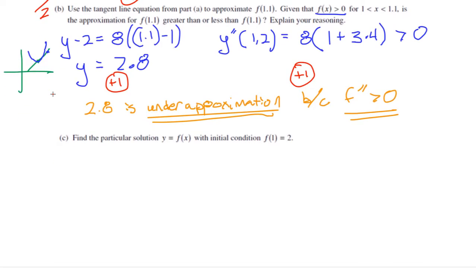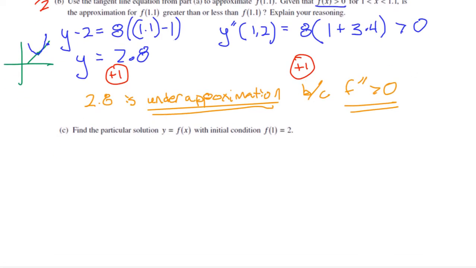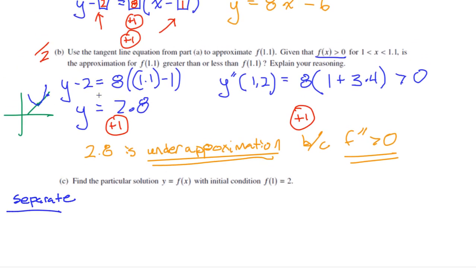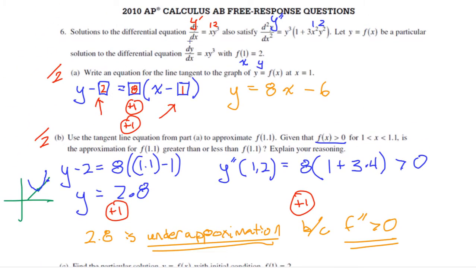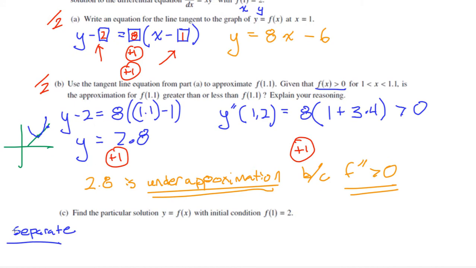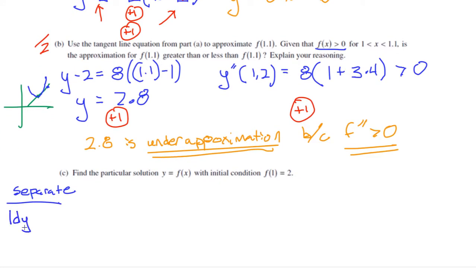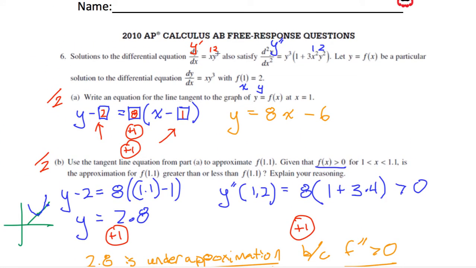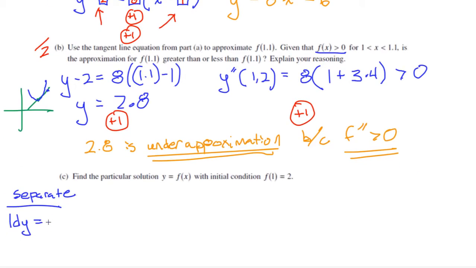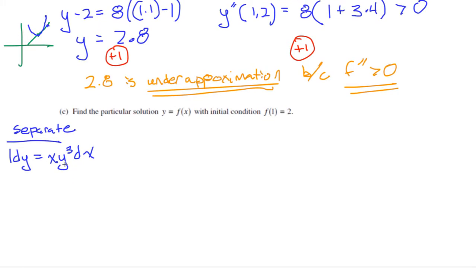Find the particular solution. So this is where all of our points come from. So separate. First I need to cross multiply. My original multiplication is here. dy times 1, so I have 1 dy, or just dy by itself. And I have xy cubed dx. And then from here I need to actually separate them. I'm going to divide both sides by y cubed, and I get 1 over y cubed dy is equal to x dx. I'm done with my separate.